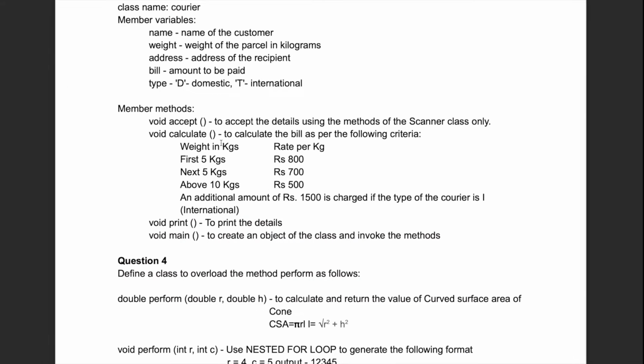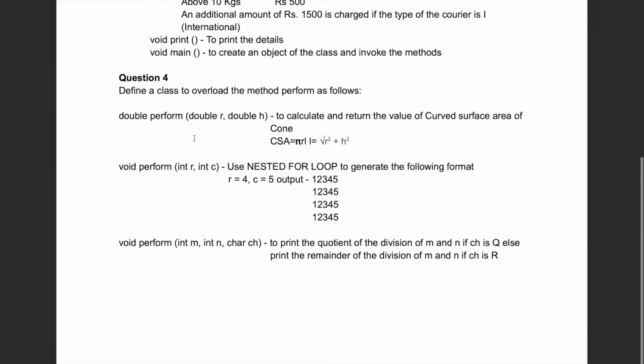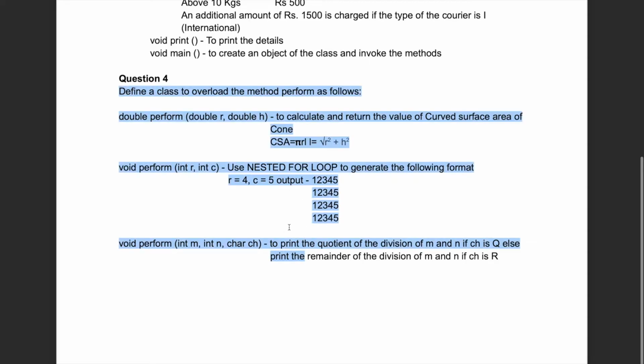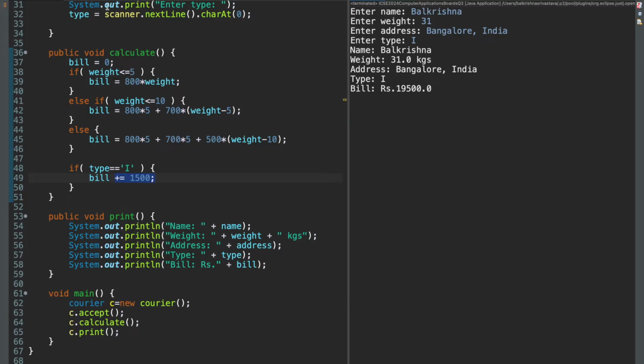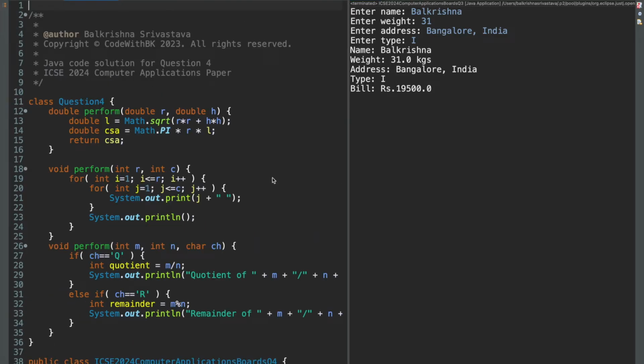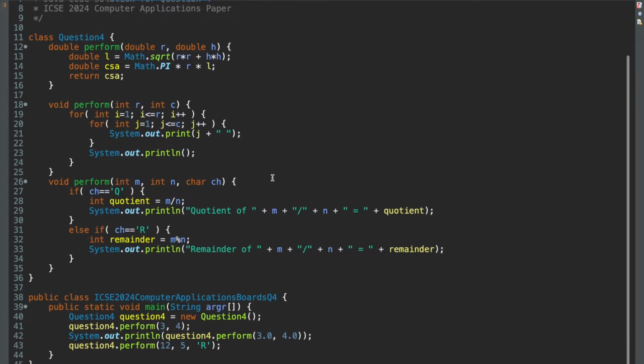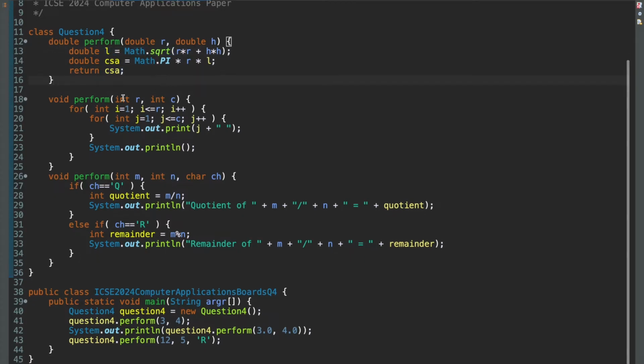Okay, question 4 is this. You have to basically overload the perform method. So this is your question 4 solution. Pretty straightforward. In this you just have to calculate the value of CSA. In the next one you have to create the pattern based on R and C.